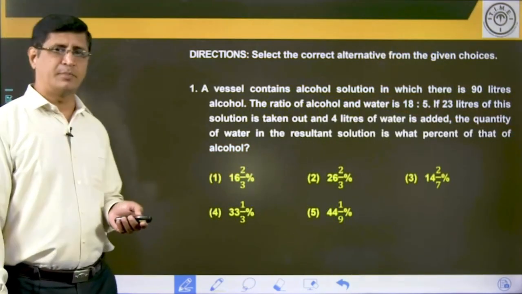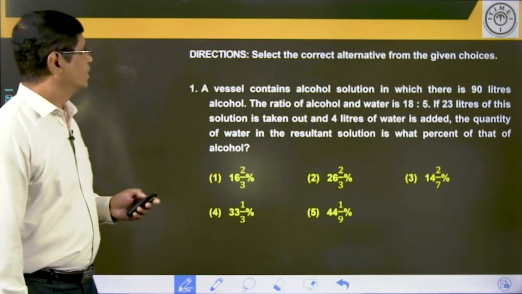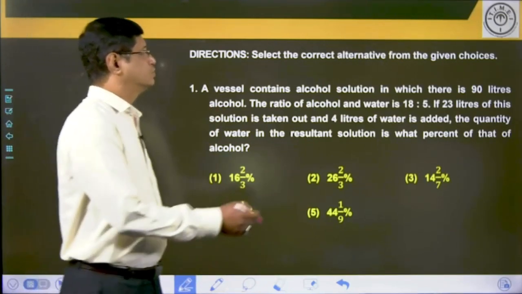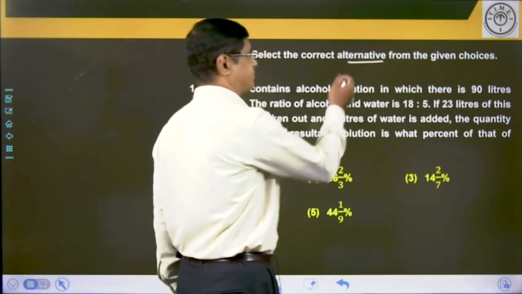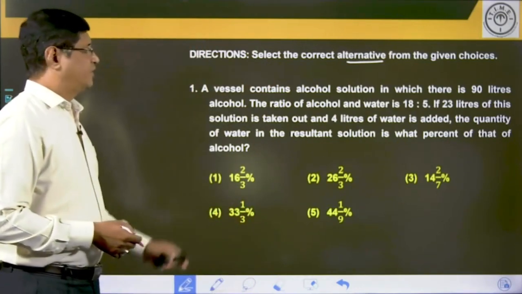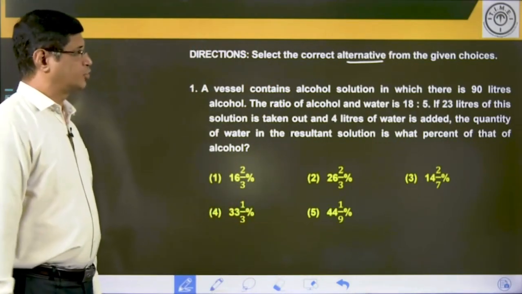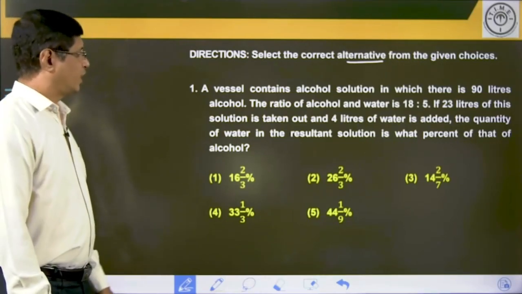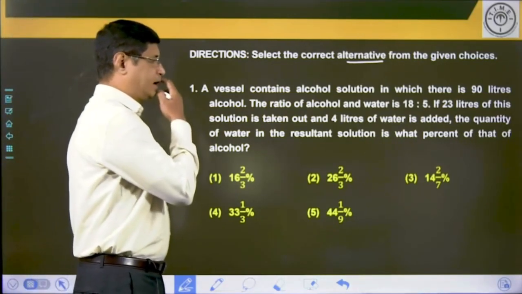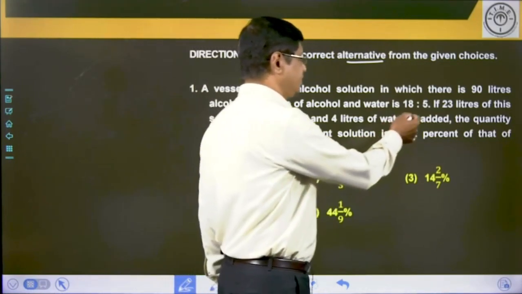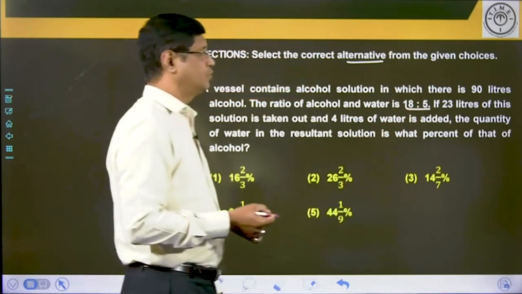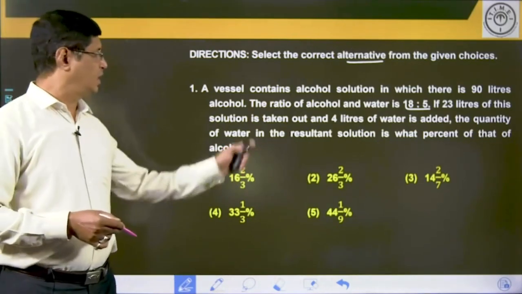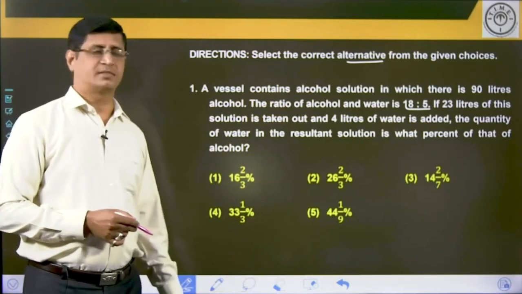Now look at the first example on your screen. Here directions are given. Select the correct alternative from the given choices. A vessel contains alcohol solution in which there is 90 liters of alcohol. The ratio of alcohol and the water is 18:5.